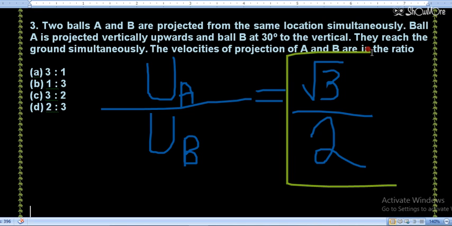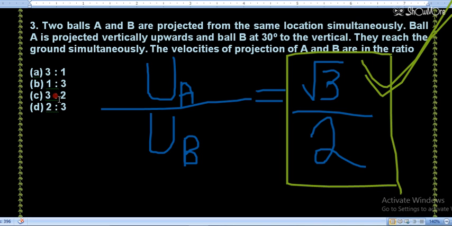But this answer is not given in the options, so I think there is a typing mistake done by me. So here we have the option of root 3 by 2. So we have to go with option C, and there is, I think, a little bit of typing mistake. So the method we have to follow is this one.